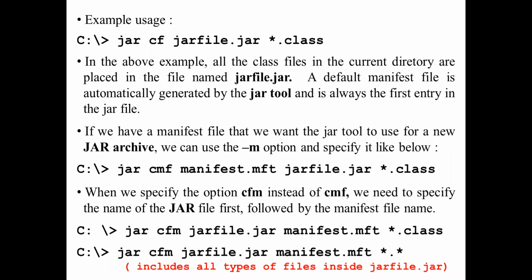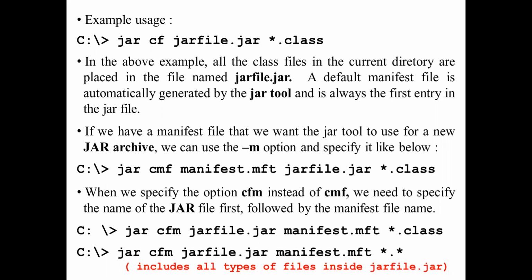And if you have a manifest file that you want to use with the jar tool for this new jar archive, we can use the m option and specify it. m is nothing but the option to specify a particular manifest file.